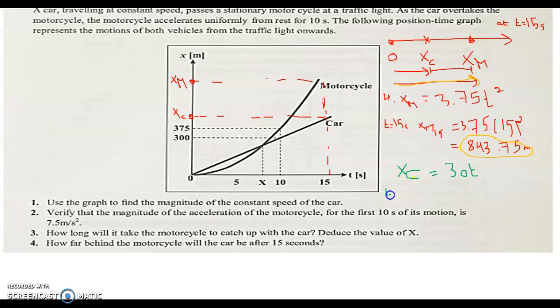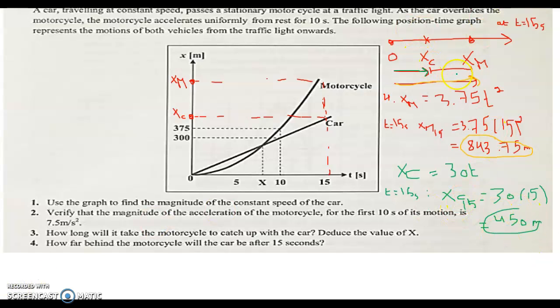So now at t equal 15 seconds, I have to substitute. xc at t equal 15 is equal to 30 times 15, which is equal to 30 times 15 on your calculators, 450 meters. So now you have that xc here is 450 meters.